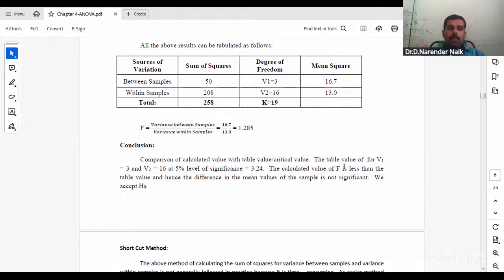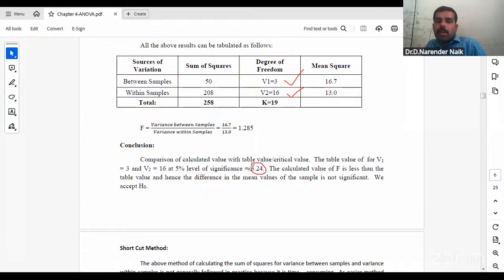So we compare the calculated value with the table value, which is also called the critical value. Are you getting my point? Here, the table value for V1 equal to 3 and V2 equal to 16, at 5% in the F table values, the answer is 3.24.